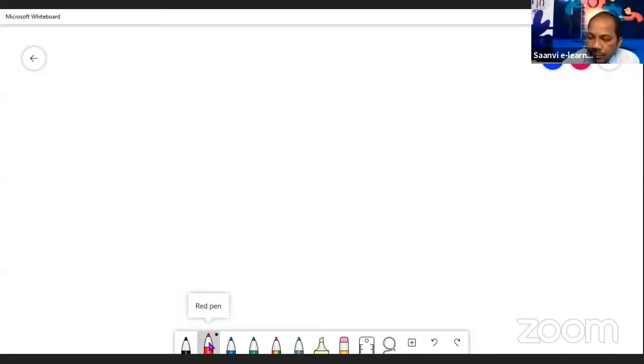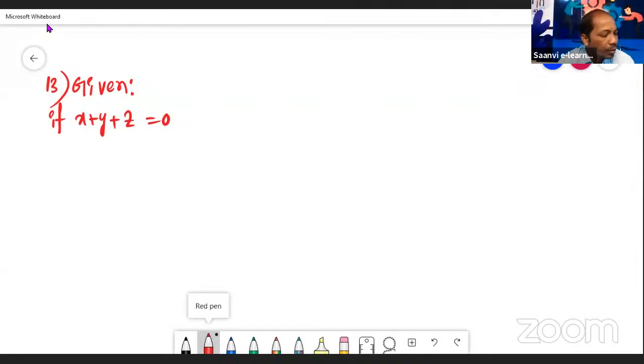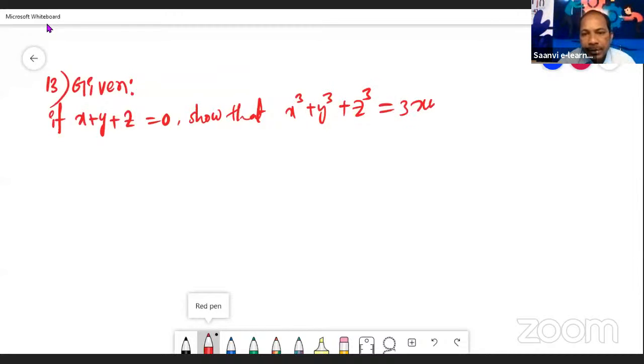So here the 13th problem is given. If x plus y plus z is equal to 0, show that x cube plus y cube plus z cube is equal to 3xyz. This we have to show.